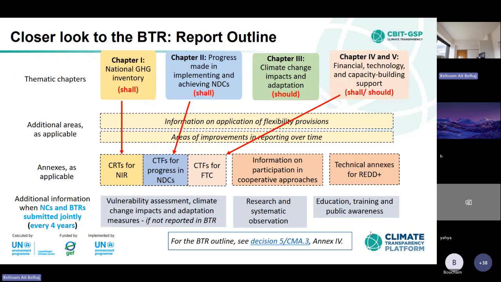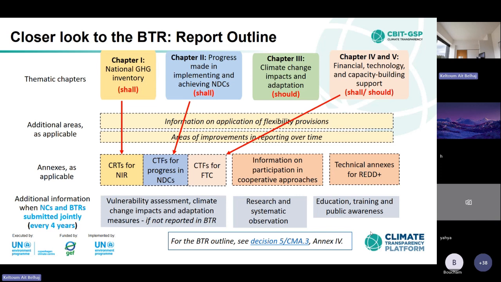And then we have the chapter on financial, technology transfer, and capacity building, or what we call FTC supports, which is shall for developed and should for developing countries. Shall when it comes to the FTC support mobilized and provided for developed countries, and just should or voluntary for developing countries, which means FTC supports needed and received.